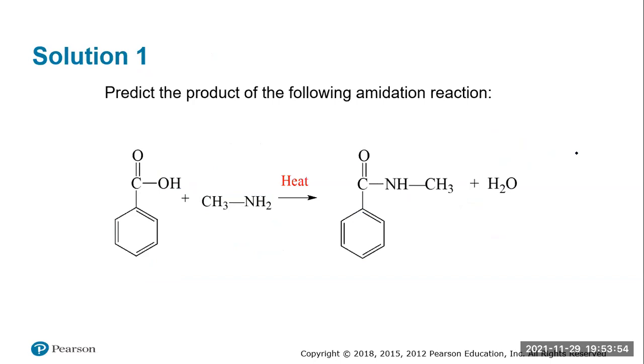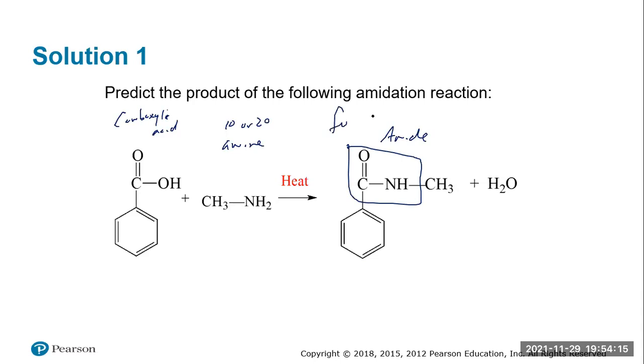And that's what we see here. Again, some heat involved in this case. So carboxylic acid and an amine, primary or secondary, gets you an amide. And again, this right here is the functional group for the amide in that particular case.